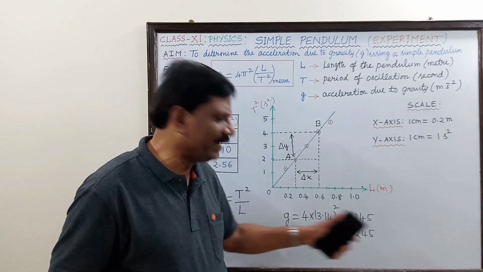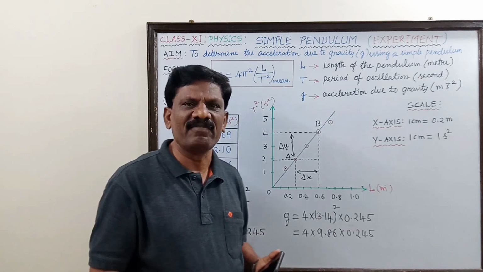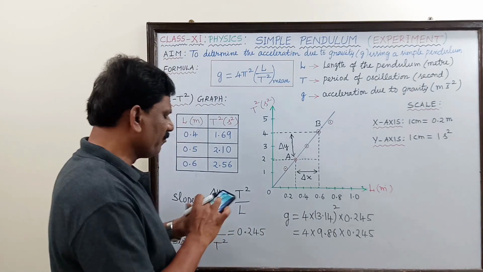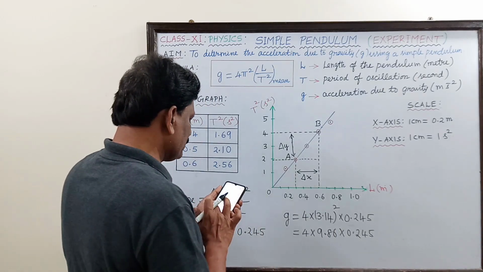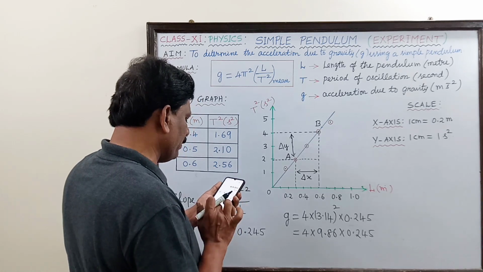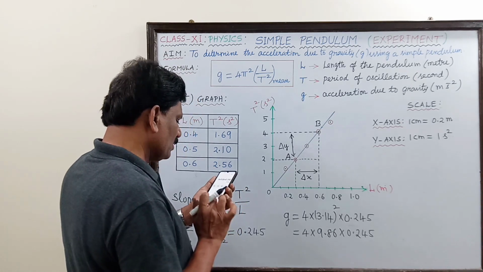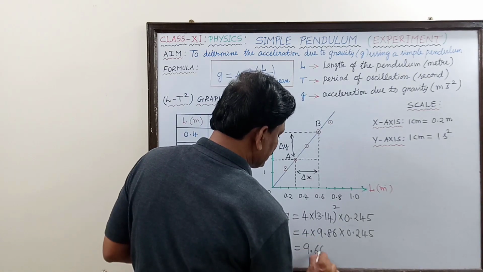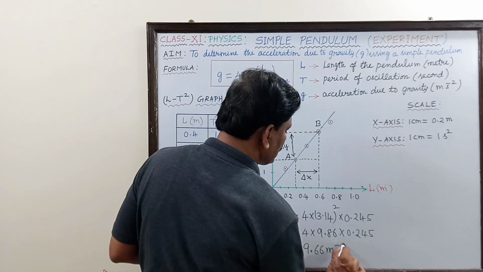Now, for example, if you get differently from the observed value also. For example, if you get 0.245, then it is 4 into 9.86 into 0.245. So this is equal to 9.66 meters per second square.